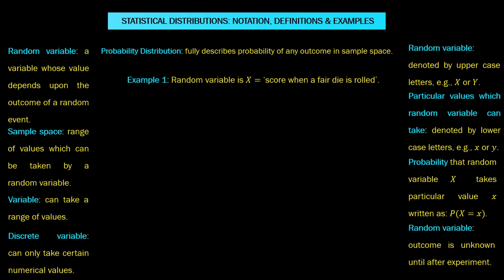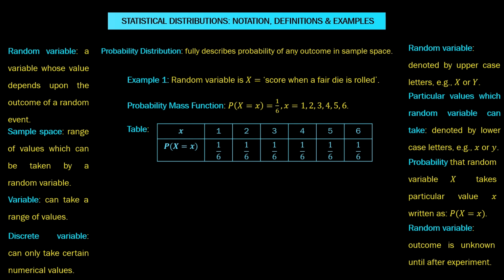Our example is a random variable, capital X, equals the score when a fair die is rolled. The probability mass function, probability of x equals 1/6 for x equals 1, 2, 3, 4, 5 or 6. Let's present this in the form of a table. We have little x and the values it can take in the top row and the probabilities of each of these little x's occurring in the second row.